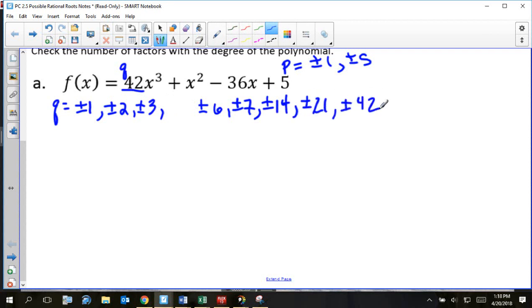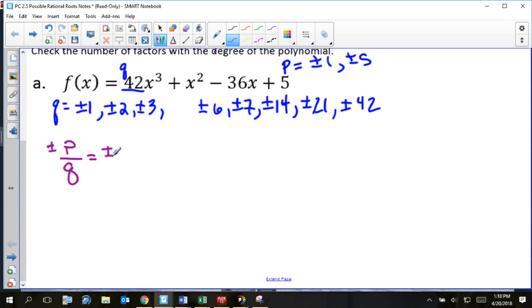A few more q's. And using these numbers, if we put p divided by q, every single possibility of p divided by q, we will have any possible rational solution. We won't find any irrational or imaginary ones, but we'll have every possible rational solution. So just start with one of the p's and put it over all of your q's.